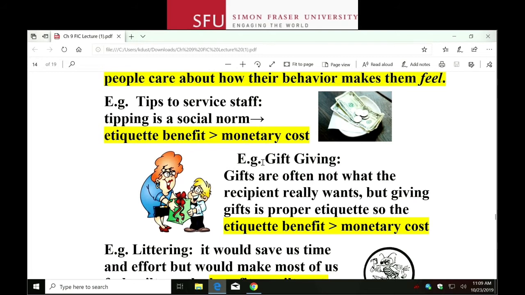Littering. Okay, so littering, yeah. If you could just walk along and just throw your garbage on the ground, it would save you a lot of time and effort if you did that. But most of us, of course, won't. I hope not. Because littering is being bad. And so if we did it, we would feel really guilty about it. And so that guilt cost prevents most of us from littering.